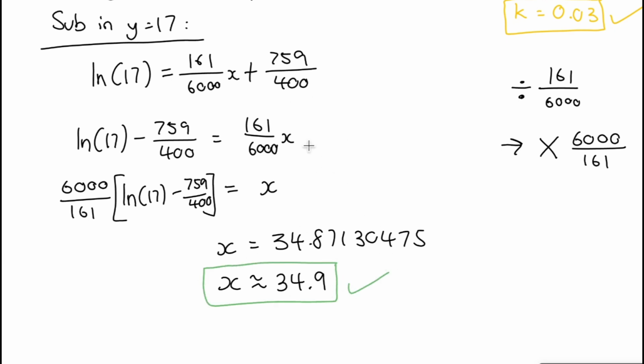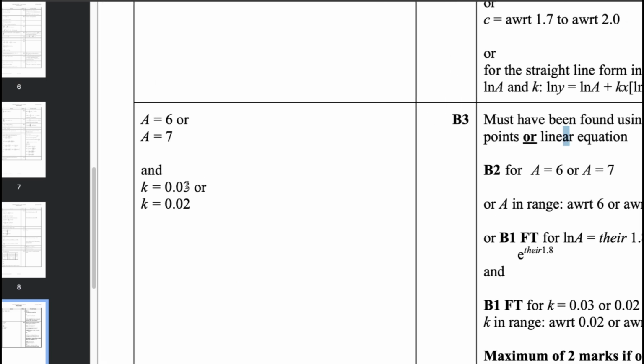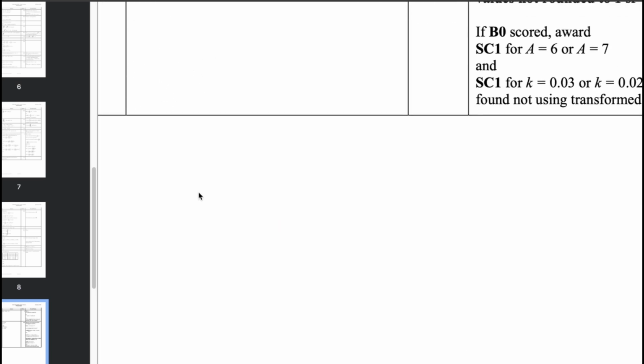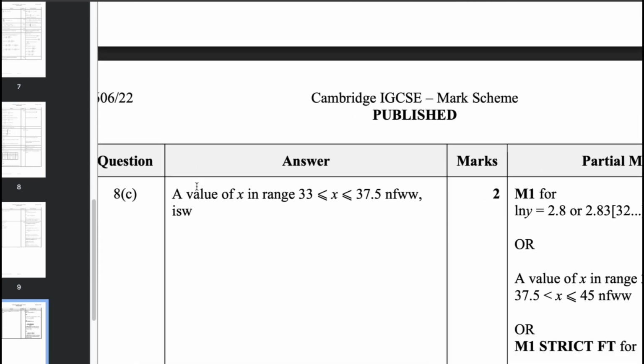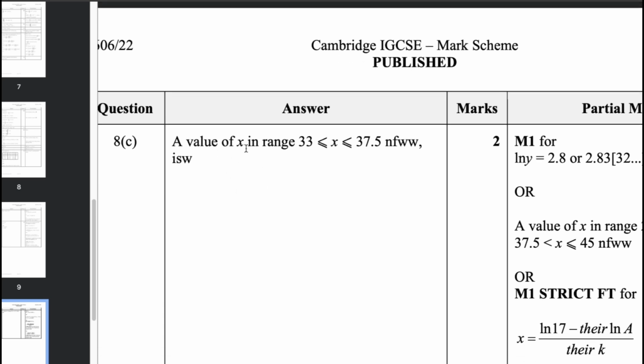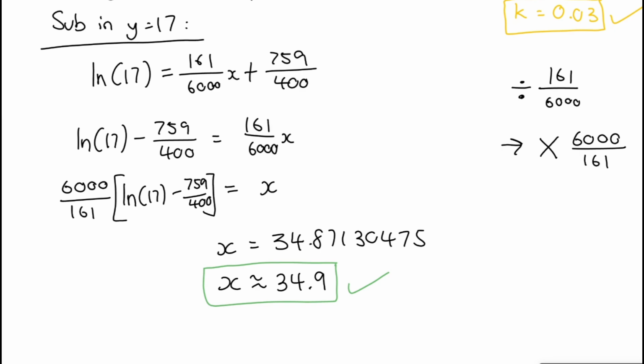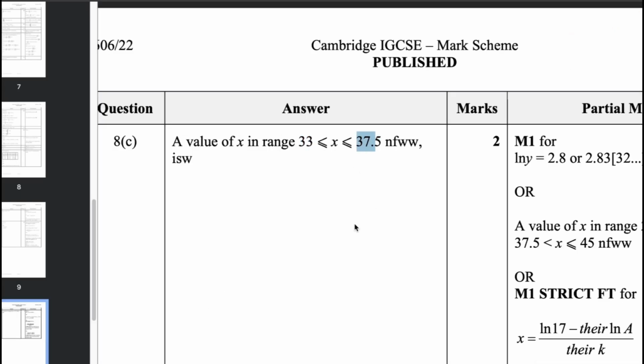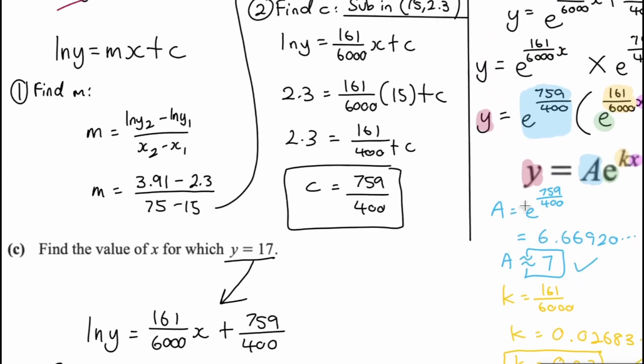Let's go ahead and check our answers to see if we got it right. So here was part B. And for part C, you'll get it right as long as you have a value of x in the range of 33 to 37.5. This range is to account for people who draw their graph slightly off, because everyone has a different pencil thickness and may get slightly different values from their graphs. So our answer is 34.9, which is in between this range, so we should have no problem here. That's how you do these type of graph questions.